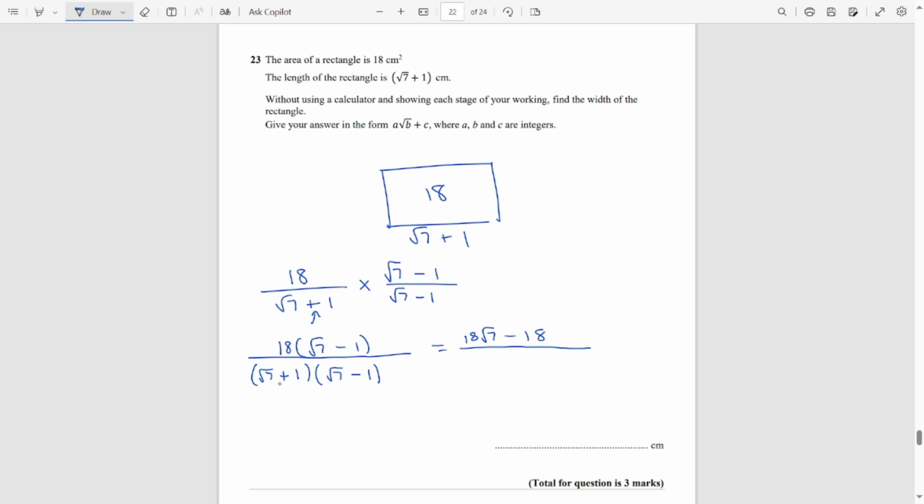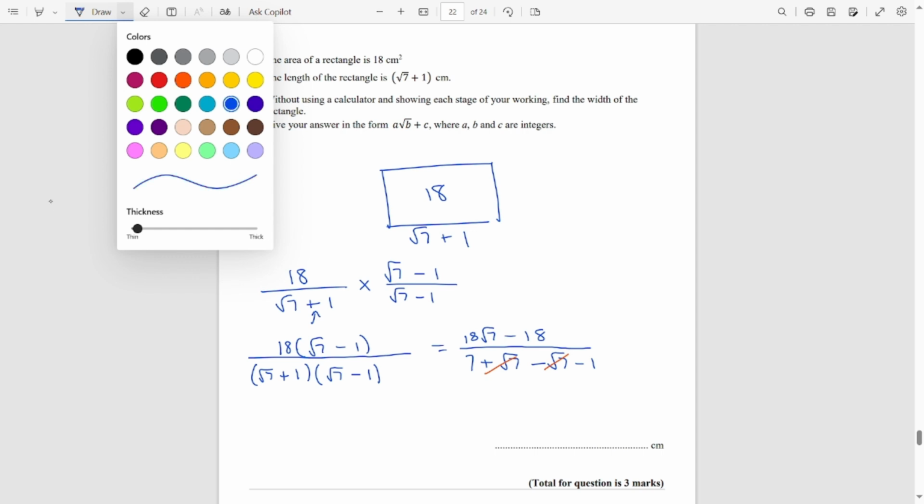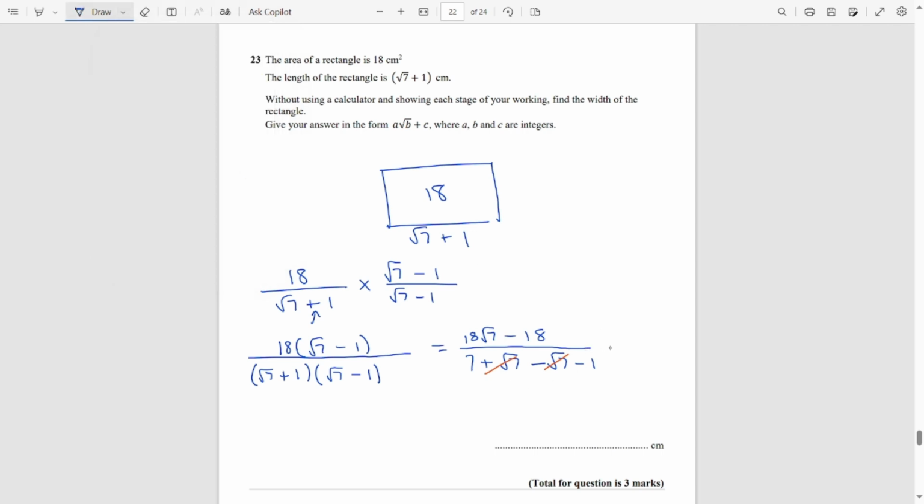And I'm also going to expand the denominator. So root 7 times root 7 is 7. 1 times root 7 is plus root 7. Minus 1 times root 7 is minus root 7. And then lastly, minus 1 times plus 1 is negative 1. And I do show my full expansion here, although you can do fewer steps than this and still gain your marks. So I cancel this out, plus root 7 minus root 7. And so I end up with 18 root 7 minus 18 all over, and then I have 7 minus 1, which is 6.